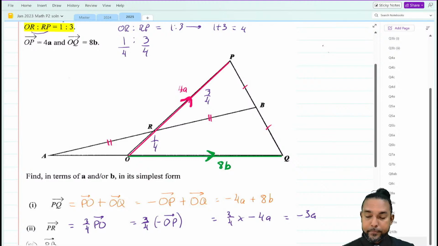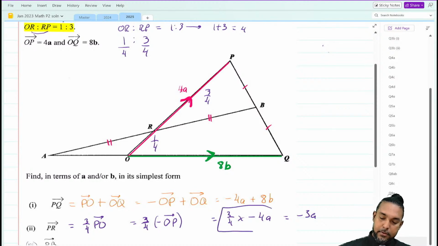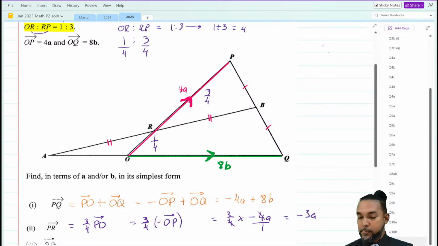All right, cool. How did you get 3A? It's 3/4 of 4A minus 4A. You can put the minus 4A over 1, and then the 4 will cancel 4 one time. All right, B?